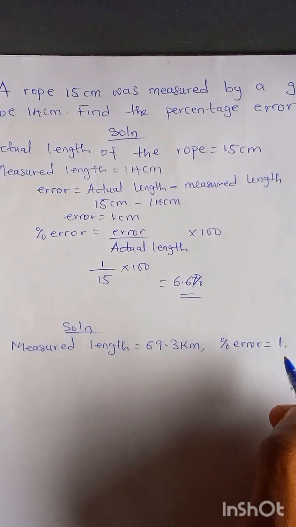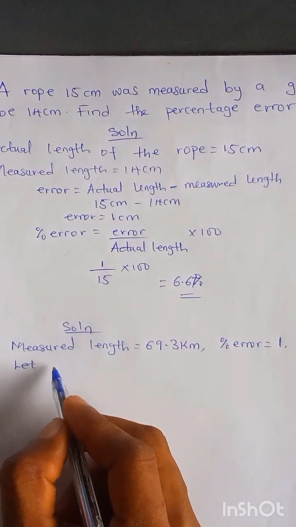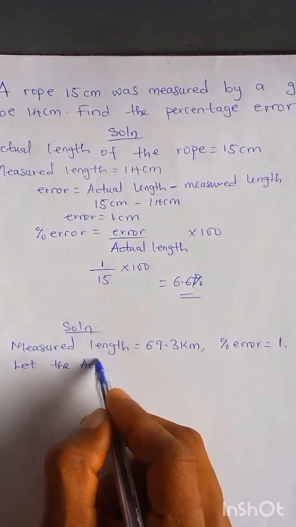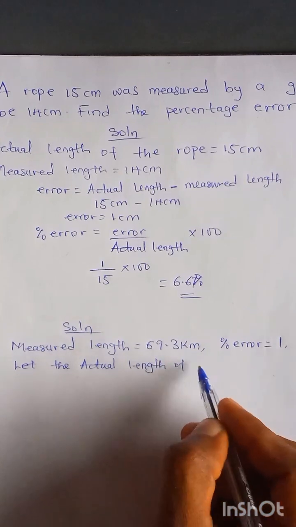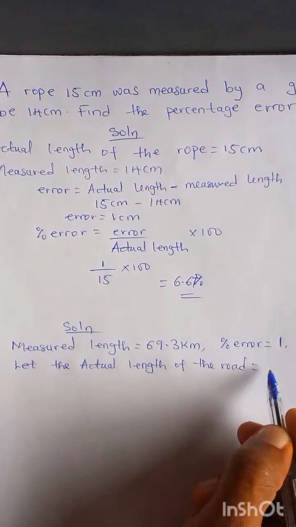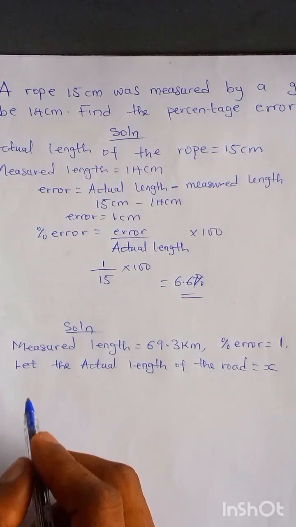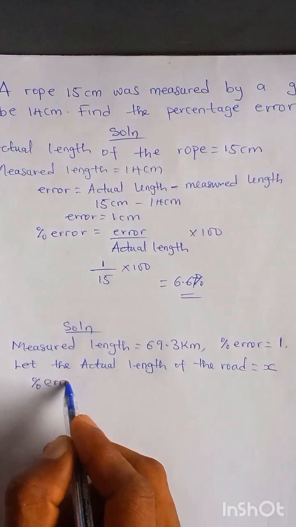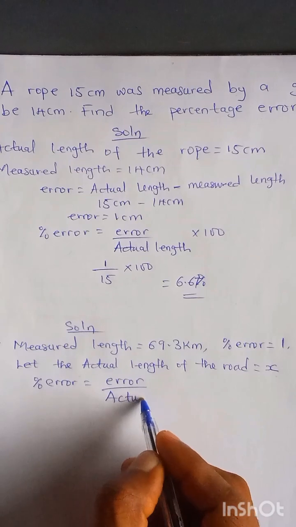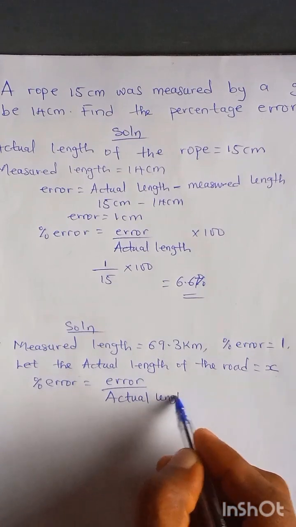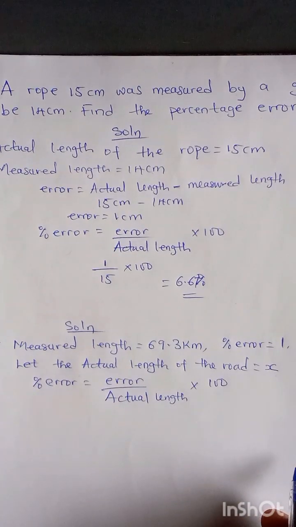What is the true length of the road? We don't know the true length of the road and we are asked to find it. So let's call the true length of the road x. Let the actual length of the road, which is still the true length of the road, be equal to x. Using the formula for percentage error, we know that percentage error is equal to error over actual length times 100.